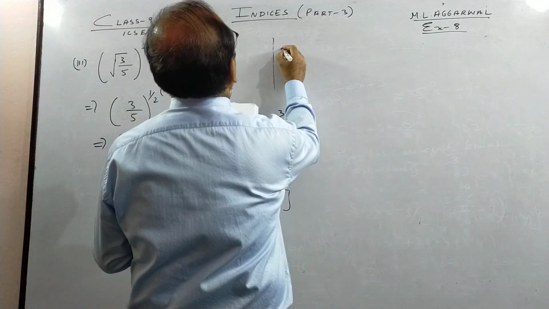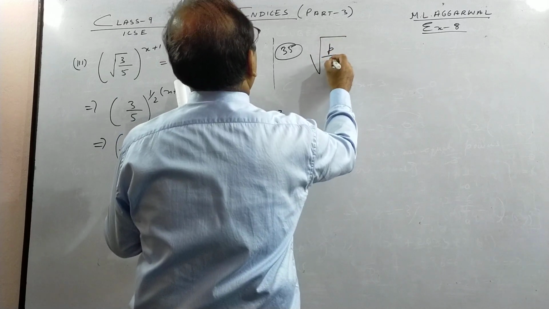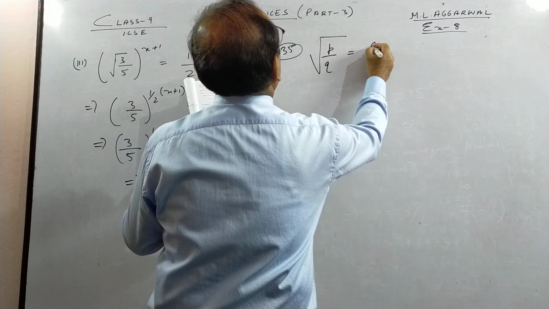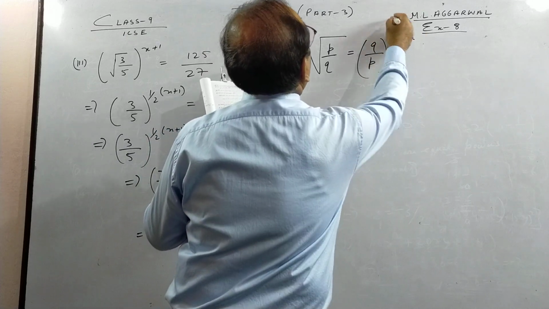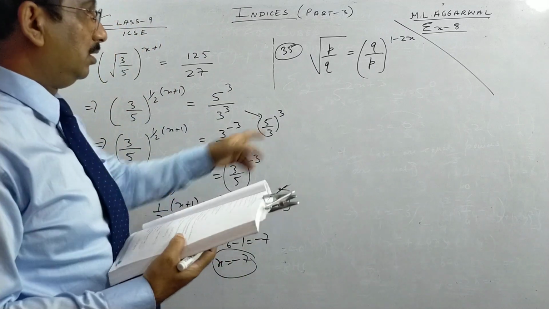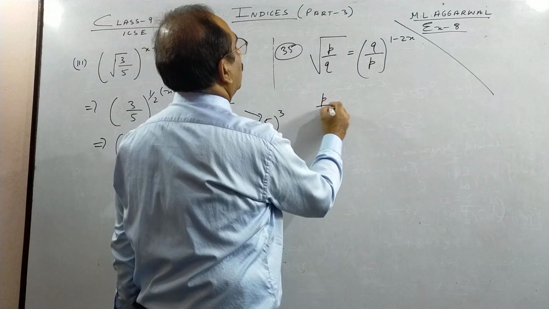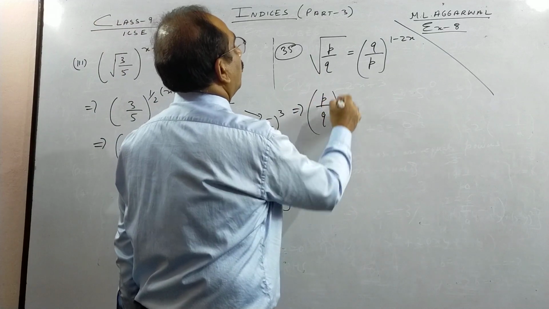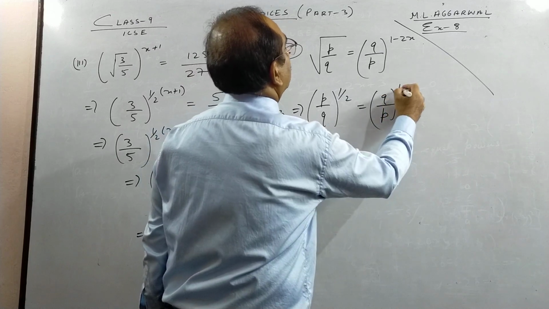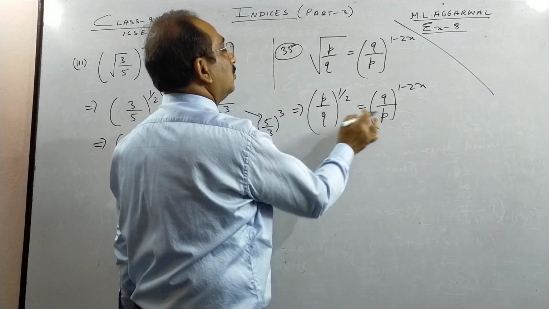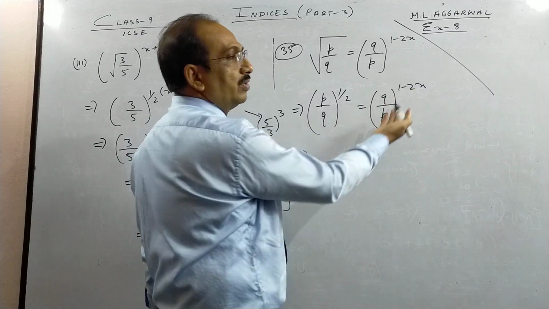See, 35 part 1 is root over p by q is equal to q by p to the power 1 minus 2x. So something very similar, p by q, q by p. So any one side we will change here. I told you root means to the power half, but one small difference again is here: like the previous sum, this is p by q, this is q by p. So on any side I can change, this side also, that side also, minus will come either way.